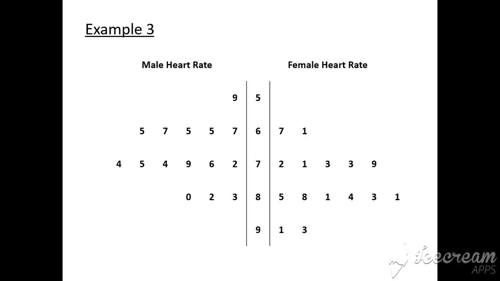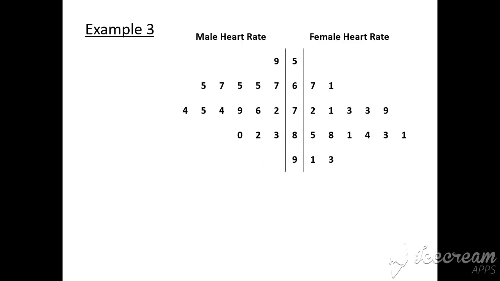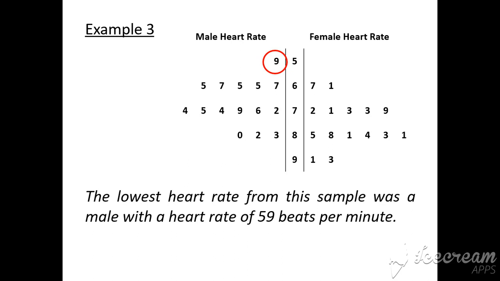Alright, let's try a third example. This is a stem and leaf plot, and we have the male heart rate on the left and the female heart rate on the right. So what can we chat about here? Well, you might decide to start with something simple like the lowest heart rate from the sample was a male with a heart rate of 59 beats per minute. Remember, we start in the middle with the stem and go 59.